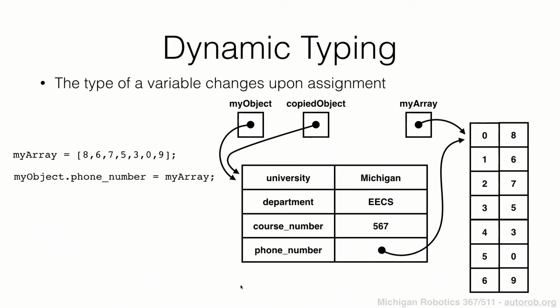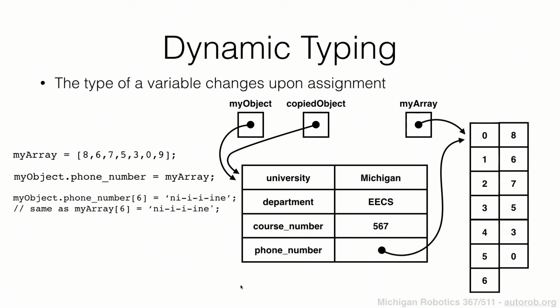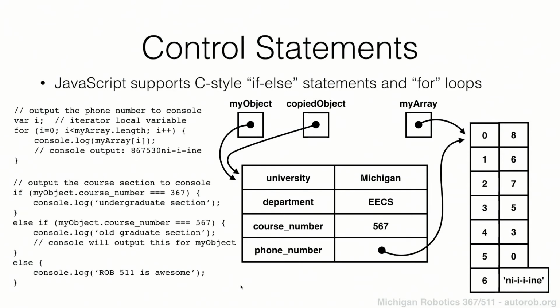JavaScript also has dynamic typing, so that means that if I have an object of a particular type and I assign an object of another type, then that will just change that type automatically. For instance, if I took the last element of the phone number and I changed it from 9 to 99, then that will change it from type number to type string. That just shows the dynamic typing that can happen.